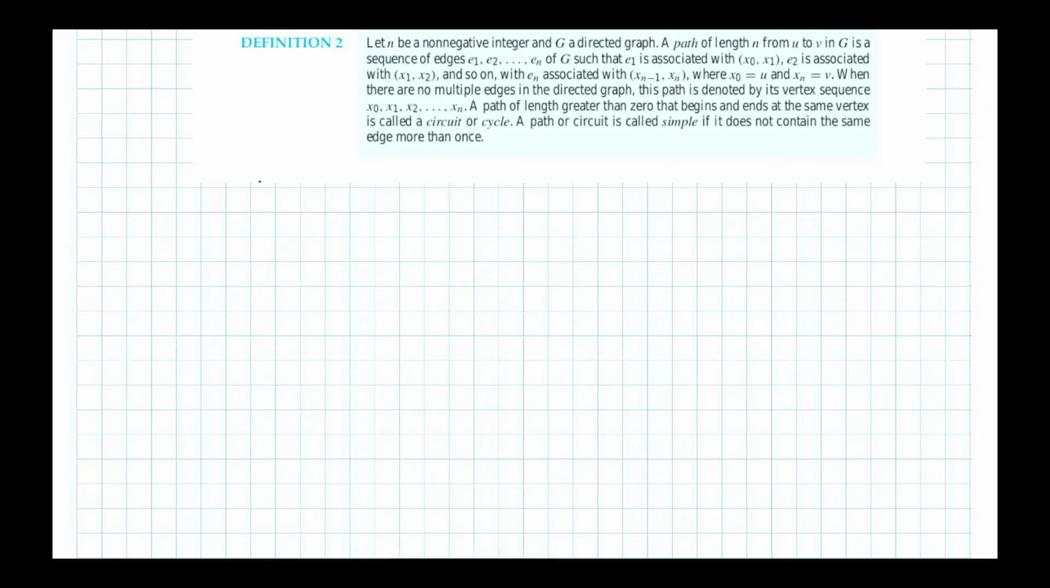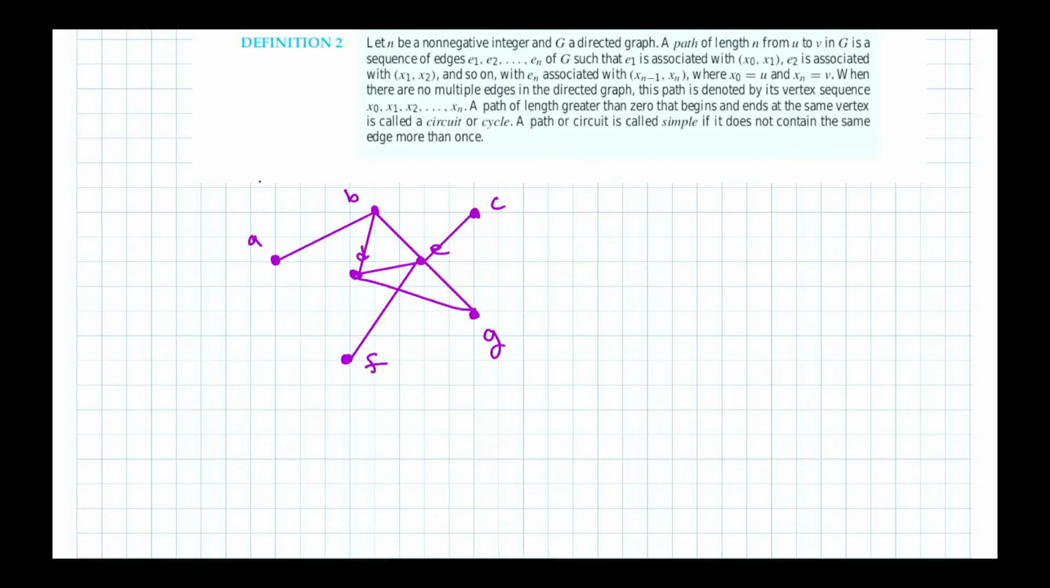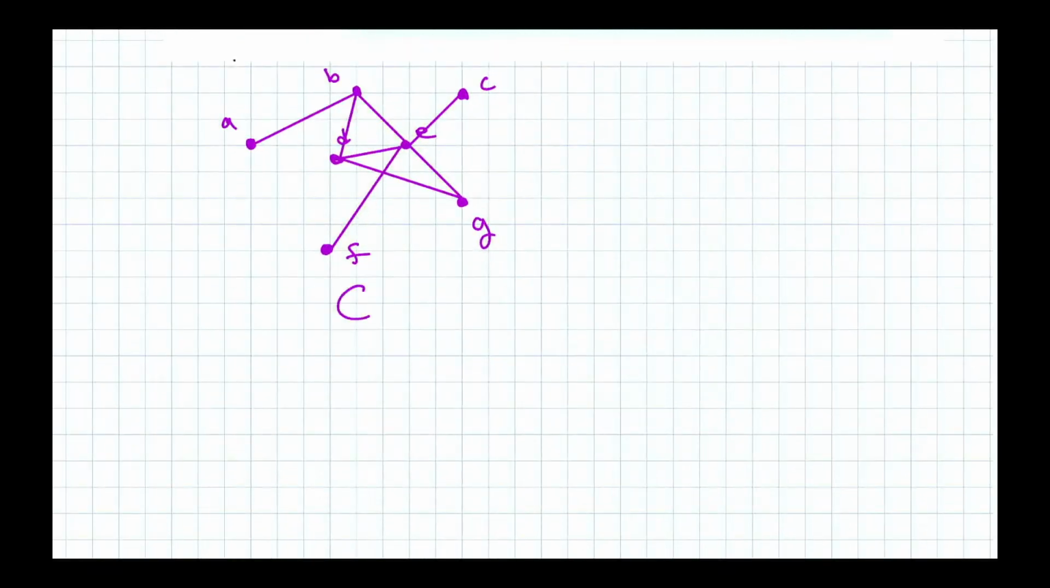So let me just draw a graph here with a bunch of vertices. Let's give them names: A, B, C, D, E, F, G. And we need some edges on this graph. So let's put some edges in. All right. So we'll put a couple more. Okay, good enough. So there's a graph, and we could call that graph G.